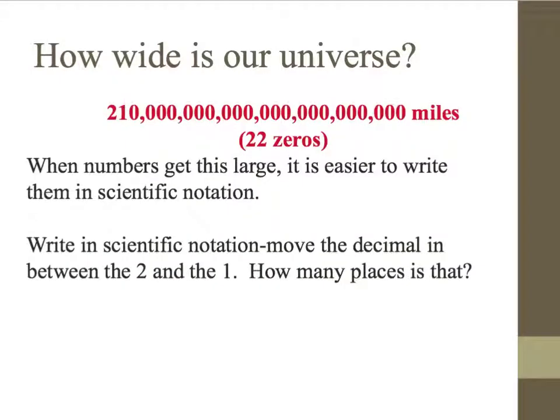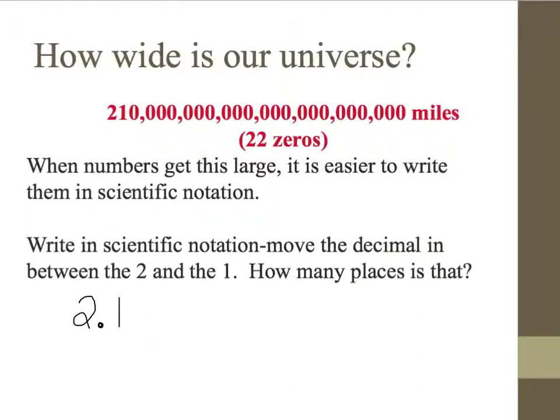So if we want to think about how wide our universe is, well, it's this many miles. When numbers get this large, it's easier to write them using scientific notation. So what we're going to do is write it with the decimal between the 2 and the 1, because we just said that our whole number has to be between 1 and 10. The decimal always comes after the first whole number.